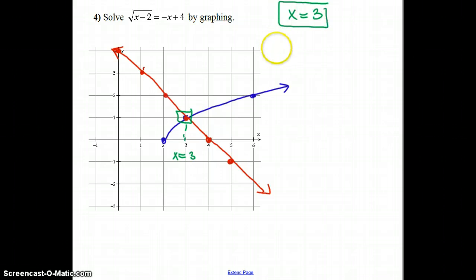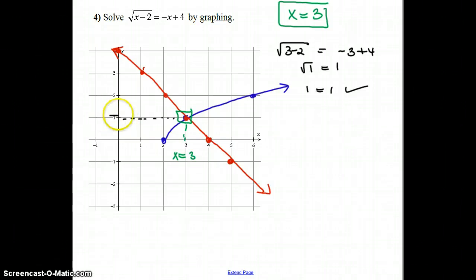And we're going to double check, and we're going to plug it into the left and into the right. And we get square root of 1 is equal to 1, which is correct. And 1 is our y value here that we get. So that's the end of the lesson.